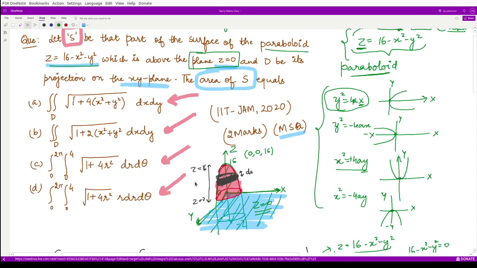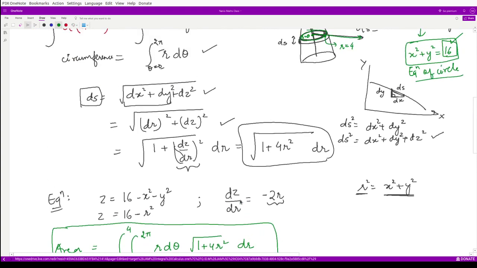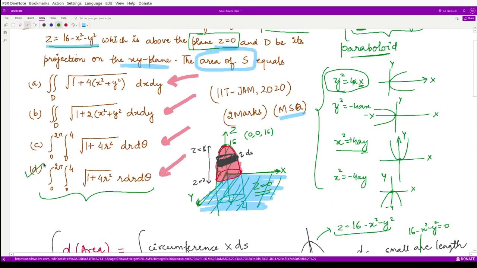From the options you can see this integral over here: integration 0 to 2π, integration 0 to 4, square root of 1 plus 4r², r dr dθ gives you the area, right? So therefore we got one correct option as D. Now obviously option C won't be your answer, because there is some r missing here, right? So C is not there. But what about A and B?